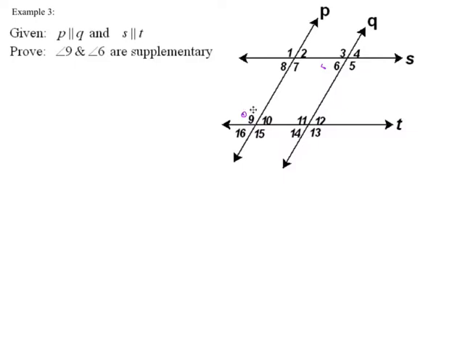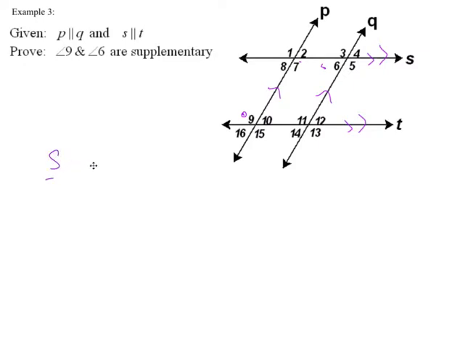So when I look at this, I'm going to mark my lines parallel. Very important, because I don't know about any of these relationships unless I have parallel lines. So right away I notice that angle 6 has to be supplementary to angle 7 because they are same side interior angles, and I know P is parallel to Q. I also notice that angle 7 and angle 9 are alternate interior angles, and those have to be congruent because I have these nice parallel lines here. And then I'm going to be able to say that 9 is supplementary to angle 6 due to the congruent supplements theorem. So let's give that a try.